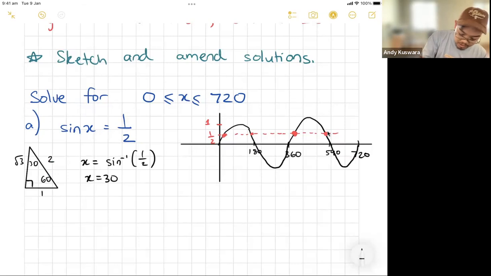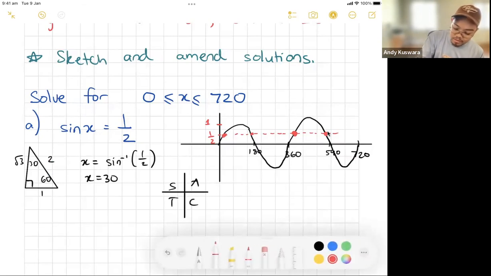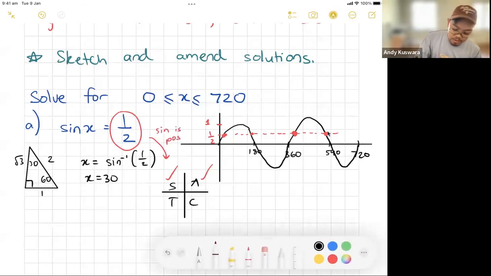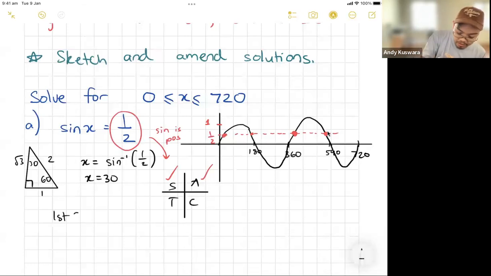And remember, because we're talking about all stations to central, sine is positive in more than one quadrant. It's positive in the first quadrant, and it's positive in the second quadrant. So we're looking for 2 quadrants. Your first quadrant we already found, it's 30. Your second quadrant we found is 180 take away 30, which is 150.